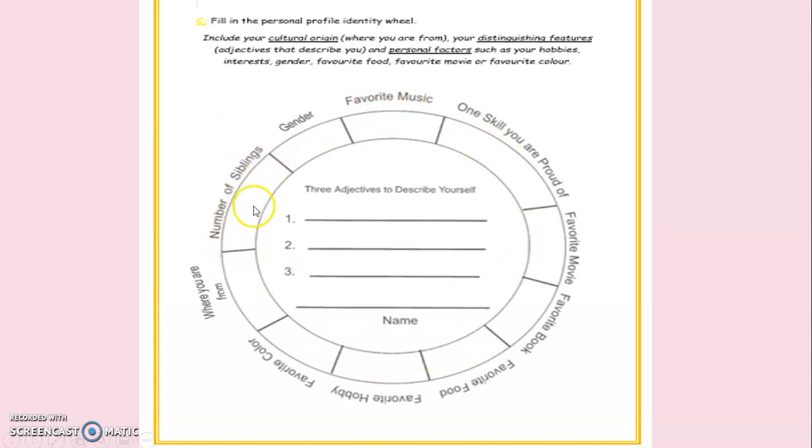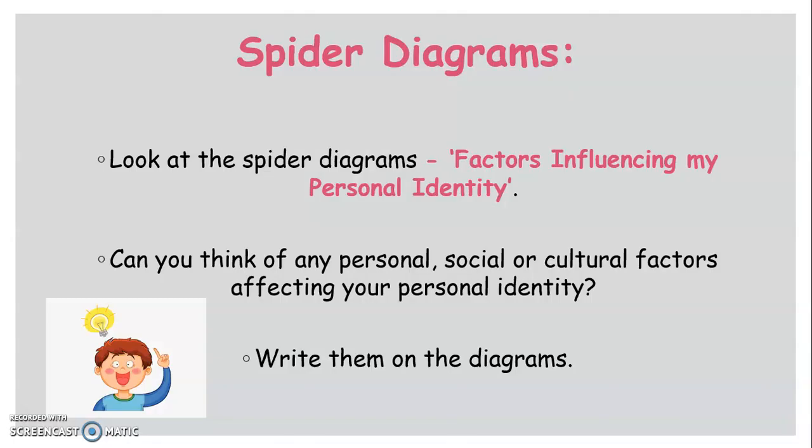Then, around the wheel, fill in the information. Your number of siblings or brothers and sisters, your gender, favourite music, one skill you are proud of, so driving, speaking another language, playing the guitar, favourite movie, favourite book, favourite food, favourite hobby, favourite colour, and where you are from. You can pause this video here while you complete that task, but I'm just going to move on.